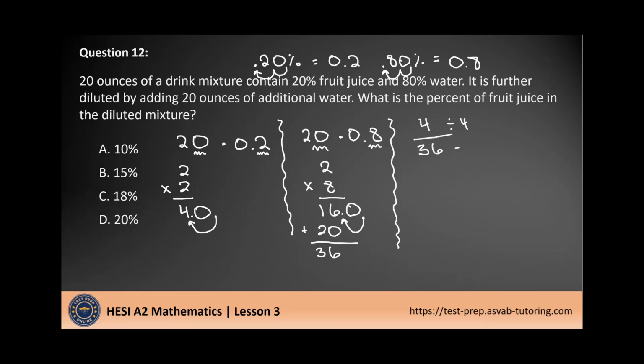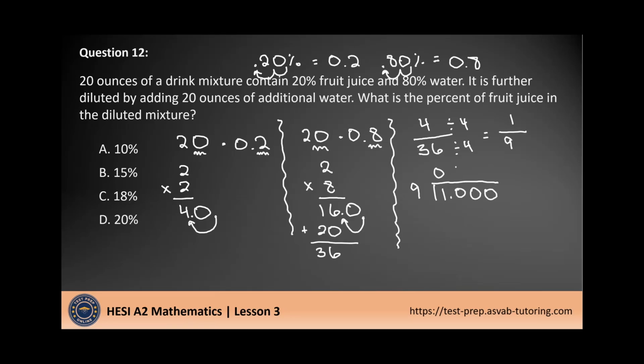Can reduce this fraction by dividing the numerator and the denominator by 4. 4 divided by 4 is 1. 36 divided by 4 is 9. We'll do long division to find out what this fraction is going to equal as a percent. 1's being divided, it's going to go in the box. 9 is doing the dividing, it's going to go outside the box. 9 does not go inside 1, so we're going to add a decimal and some zeros.